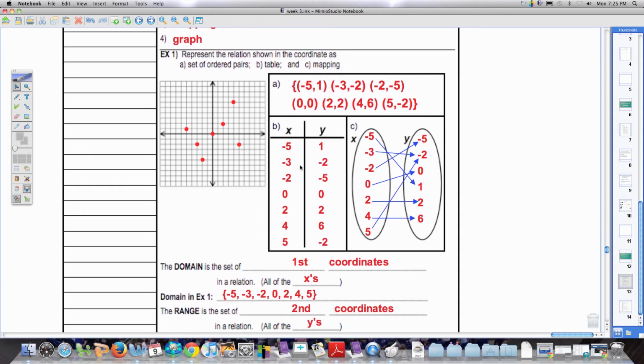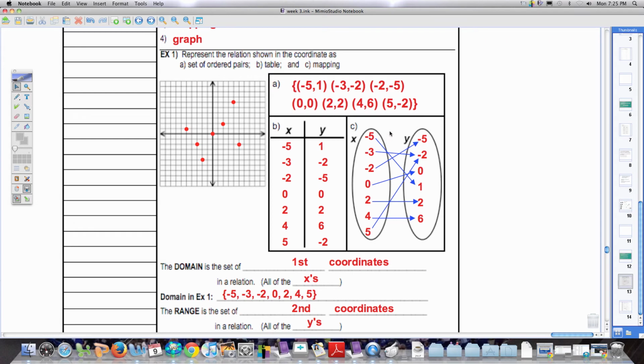You can represent it as a table, and I just took my points again and put them in a table. Here's -5, 1, -3, -2, -2, -5, and I put them in a table. Here's my x coordinates. Here's my y coordinates. So again, all you had to do was take your coordinates that we got from the graph, put them in a table.